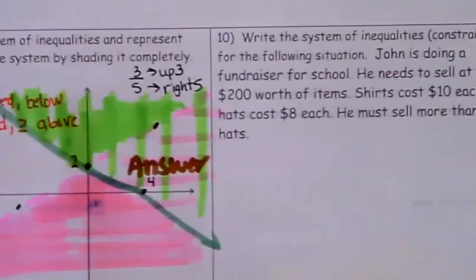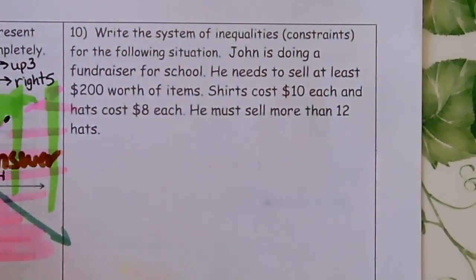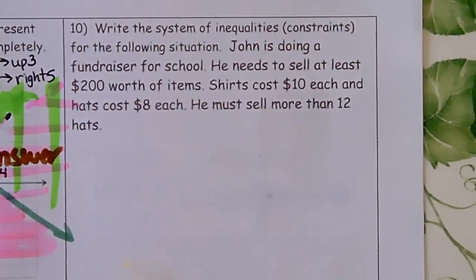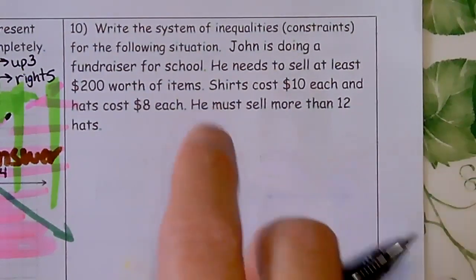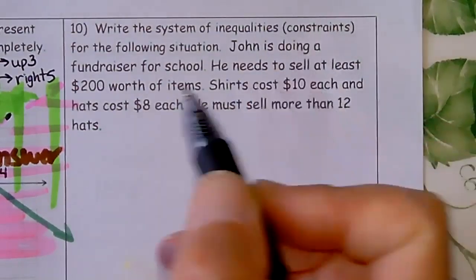Okay, number 10. On number 10, we want to write a system of inequalities. We call it constraints. In Integrated 3, you guys will learn something called linear programming, and you will write constraints, which are kind of restrictions or limitations on resources. And you'll do shading with the inequalities and find a feasible region. For us, we just need to write our inequalities. We're not going to do anything else with them. So again, these inequalities are going to be called constraints in Integrated 3.